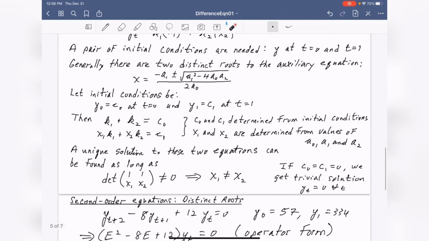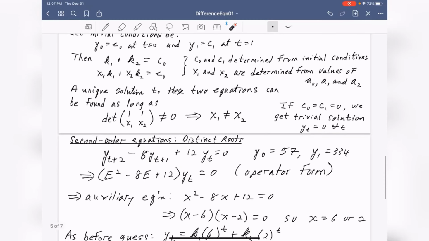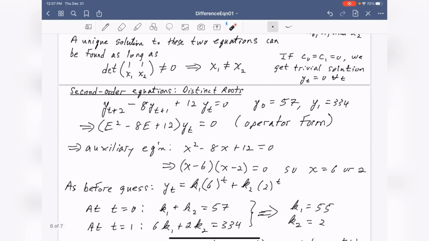So if c0 and c1 are equal and they equal 0, we get a trivial solution that yt is equal to 0 for all t. So that's not of interest to us. So we want to look at the types of roots that we have. So second order equations, distinct roots. So here is an example.